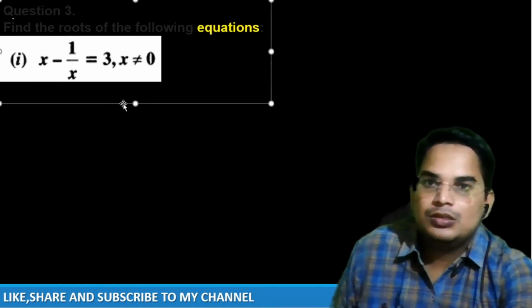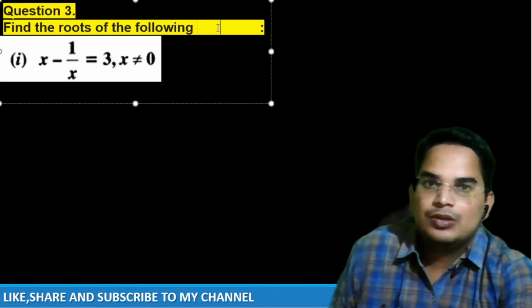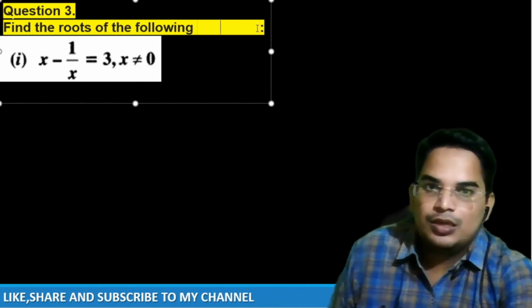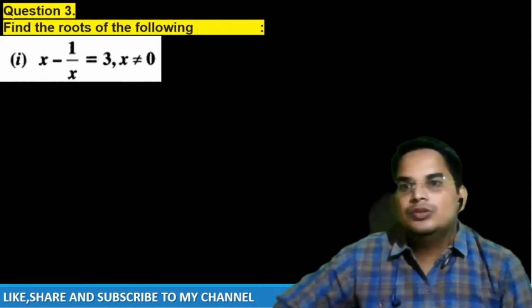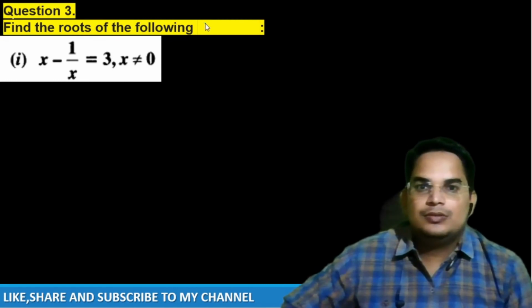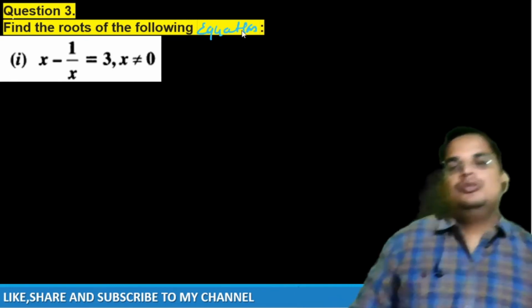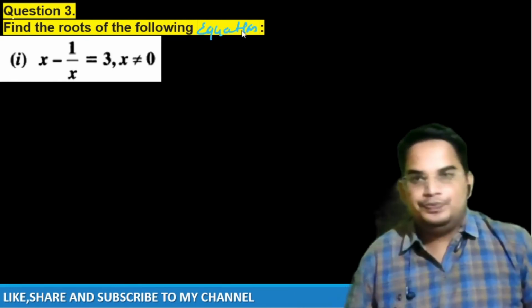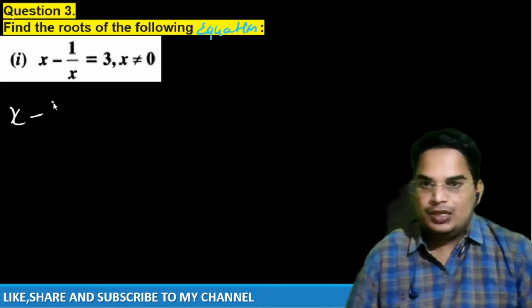Just a second. Okay, find the roots of the following equation. Equation is not given here. हम लिख लेते हैं इसको. Find the roots of the following equation. ठीक है, तो बहुत इजी क्वेश्चन है बच्चे. Let's see how to do. क्या गिवन है? x minus 1 upon x इक्वल टू 3 गिवन है, तो हम लिख लेंगे x minus 1 upon x इक्वल टू 3 हो गया.